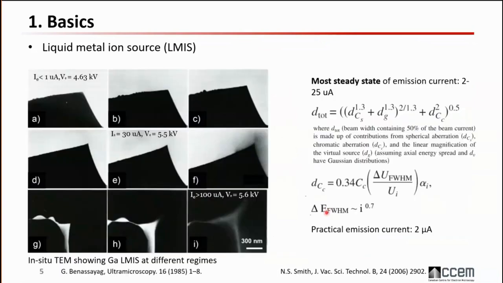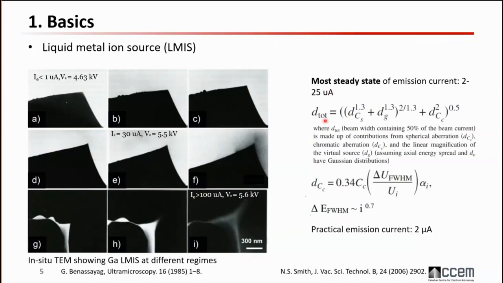Here on the left is an in situ TEM showing the gallium LMIS, which is working at different regimes by applying different extraction voltages at the tip. From A, which is the onset, this one we call the intermediate, this one here we call the most steady, and this one here we call the upper steady. For practical reasons, the most steady, meaning we have stable emission of the ions, is between 2 and 25 microamperes, like this one, B or C here.